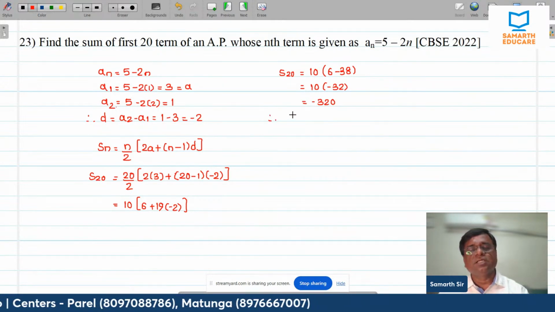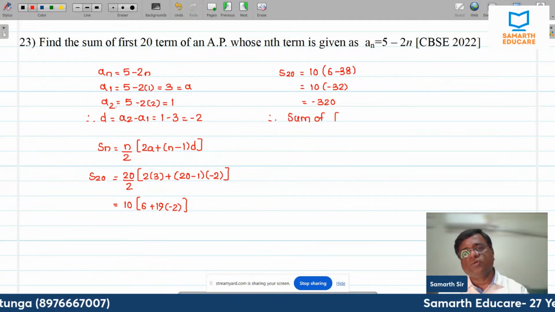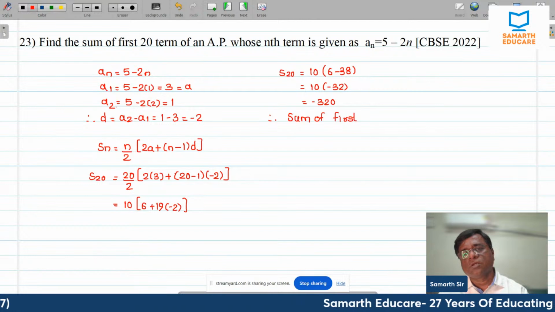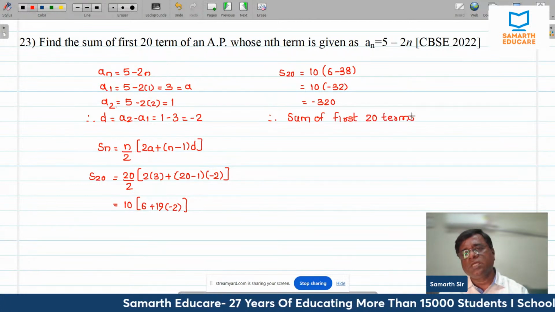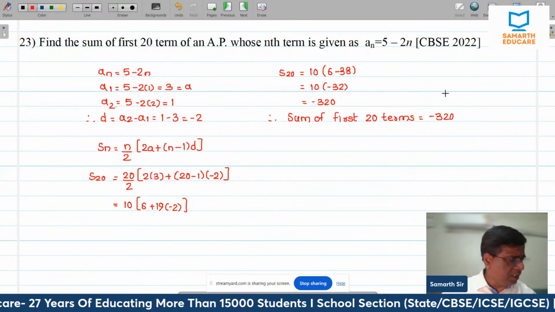The answer to the question: the sum of the first 20 terms is equal to minus 320. All right.